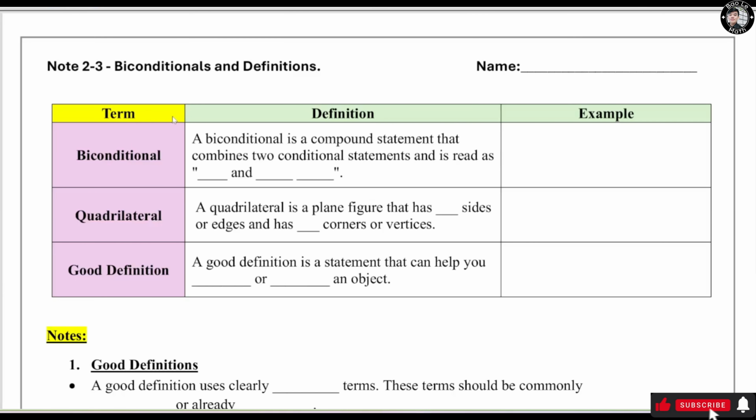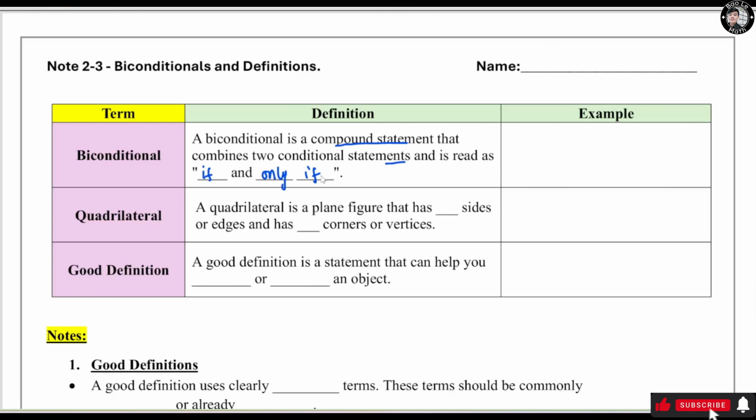Hello everyone, in this video we'll explore biconditionals and definitions. A biconditional is a compound statement that combines two conditional statements and is read as "if and only if."